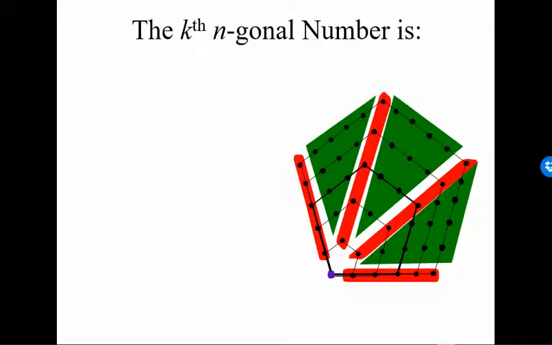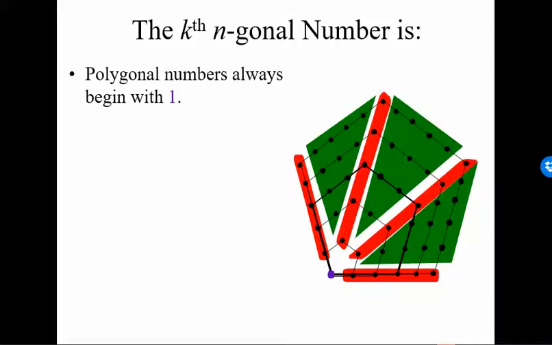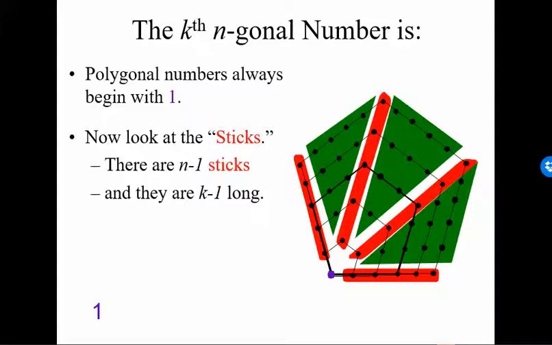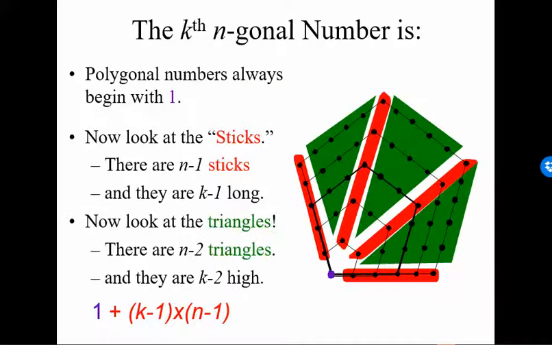Now for the kth n-gonal number, we always have the number 1, which is kind of my bluish purple. Then we have our sticks. They're of length n minus 1. So we have k minus 1 times n minus 1. And then we have the green triangles, the k minus 2 triangular number times n minus 2. You might want to study this, pause the video and study this diagram.